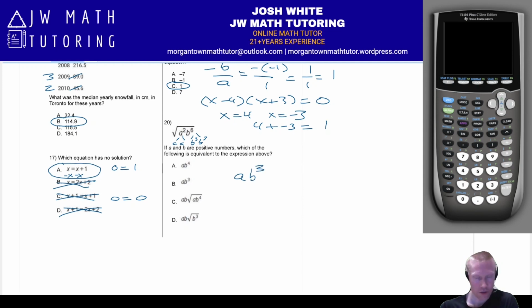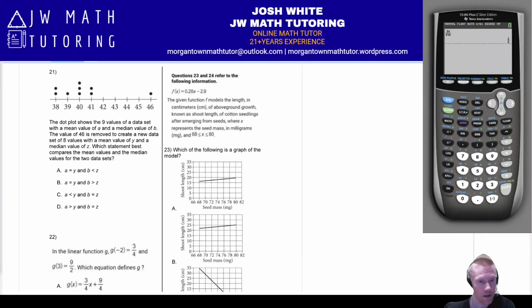Or the way that I like to teach students is you take the index of the radical, which for this problem is 2, and you divide that into each of the exponents. So 2 goes into 2 one time. That's your outside power. So that means a to the first is outside, and the remainder is 0. That tells you how many a's are left inside. Well, none. And then with b, 2 goes into 6 3 times. That's your outside power, so b to the third outside, and your remainder is none, so that means there are no b's left inside. Correct answer here is just letter B, a b to the third.